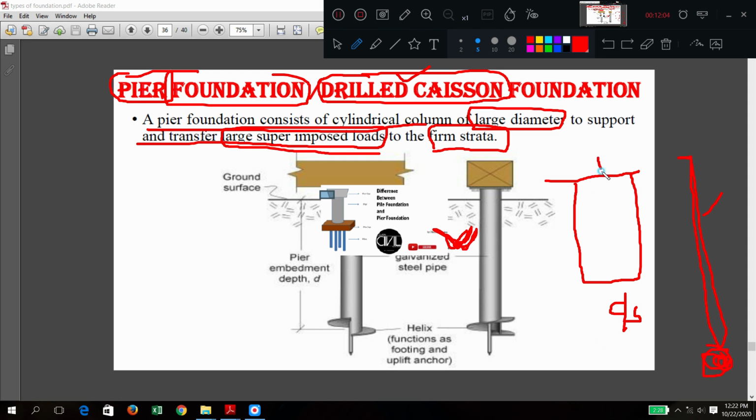Now it is clear. Pile foundations are deep but smaller in cross section. These pier foundations or drilled caisson foundations are shallow in depth but larger in diameter. Okay, is that okay? So these are generally used for construction or foundation for bridges. So generally the foundation for a bridge, what you call a bridge pier, no? So that is why we are calling it a pier foundation.